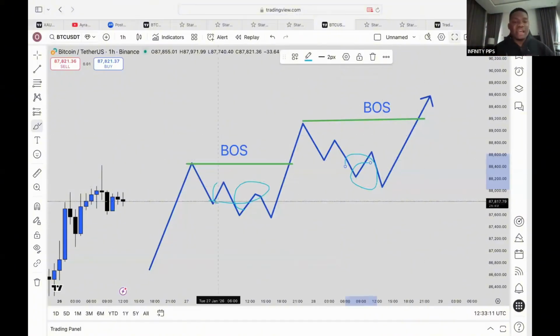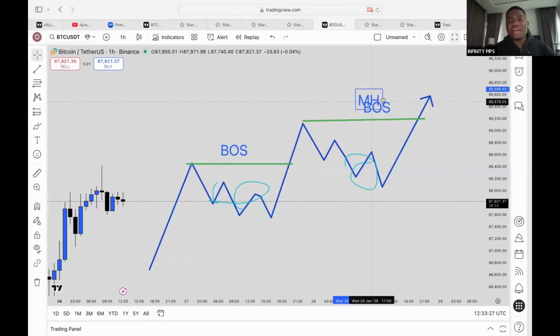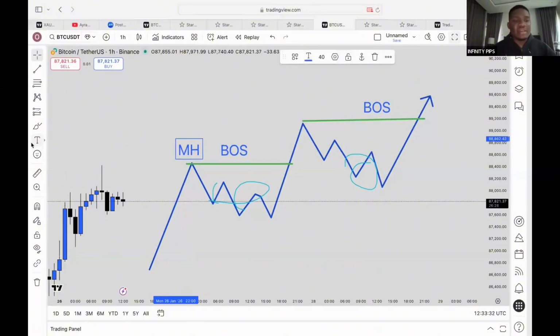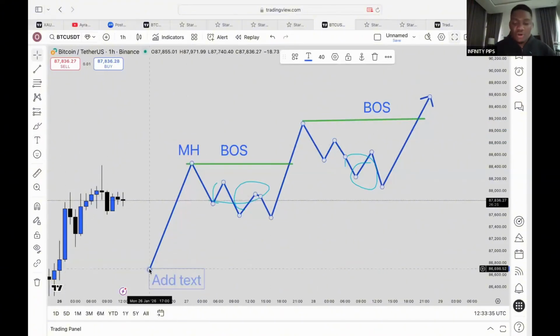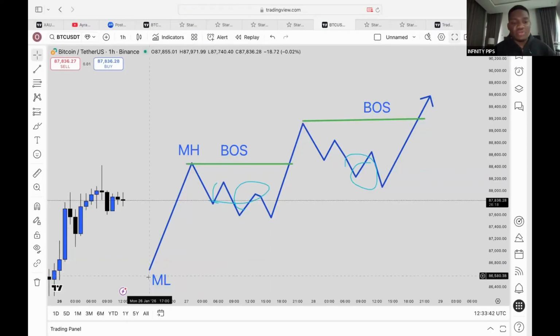In as much as here is the major high, here is the previous major high. Here is another previous major high. Here is even another high, right? Also, this area here is now regarded as the previous major low, right? This is the previous major low over here.